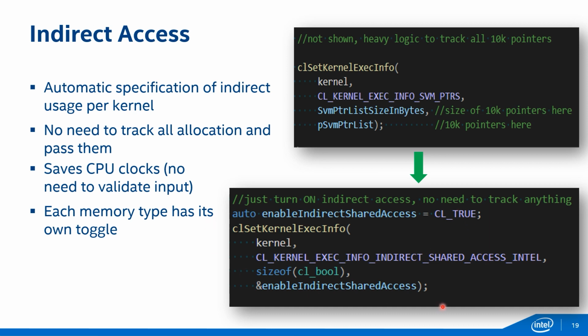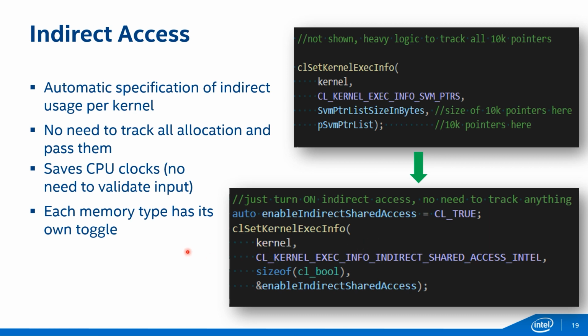And that's it. There is no need for the application to pass 10,000 pointers. There is no need to track all the pointers. And also, the driver doesn't need to validate anything, because the driver contains the list of shared allocations, and it can simply allow them to be accessed indirectly in the kernel. So this call fixed this performance problem and saved a lot of CPU clocks for our clients. They simply removed all the tracking logic, all the pointer combining and creating this big array of pointers, and they simply say, I'm using this type of memory indirectly, make sure that I can use it.